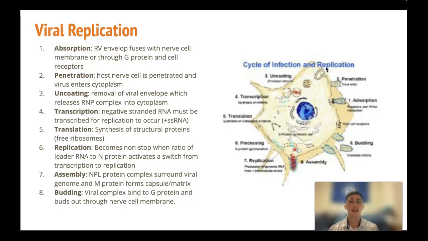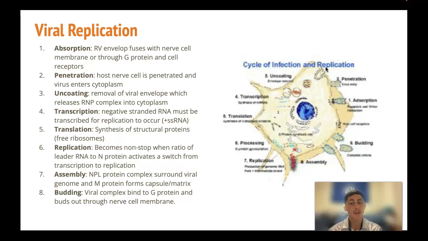As I mentioned, that negative-stranded RNA must first be transcribed into positive RNA before it can be used for replication. Following that, you have translation of those 5 proteins, and then you have replication. And what's very interesting about replication of rabies is I read that there's a ratio between leader RNA and N protein that occurs in transcription and translation.